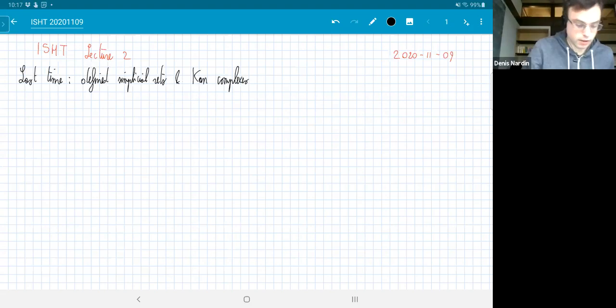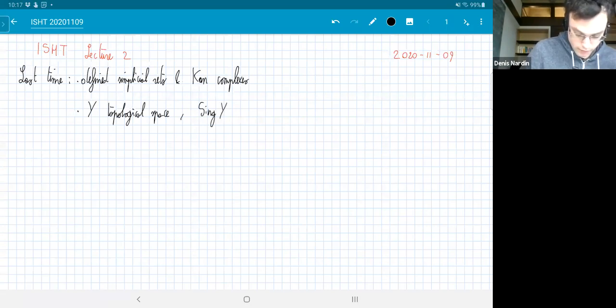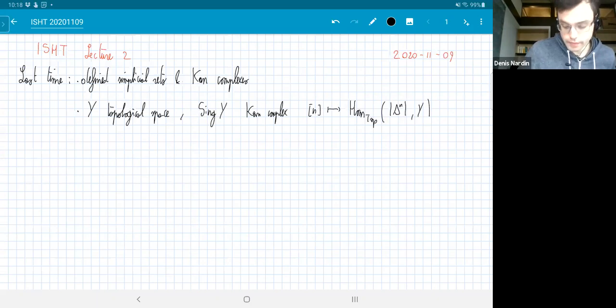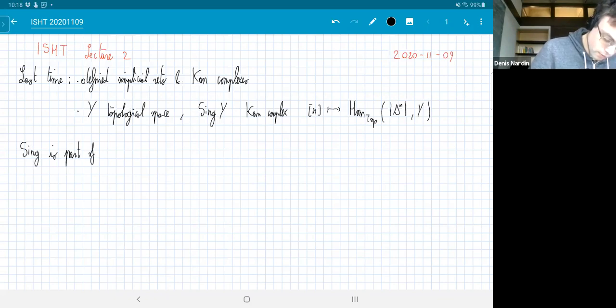In particular, we saw a very important example of a Kan complex. So if Y is a topological space, we have a Kan complex Sing Y, whose n-simplices are the continuous maps from the topological n-simplex into Y. And Sing is part of an adjunction. So we have geometric realization, left adjoint to Sing.